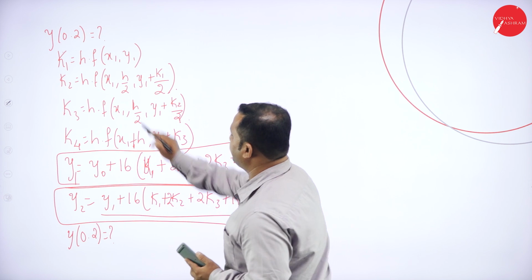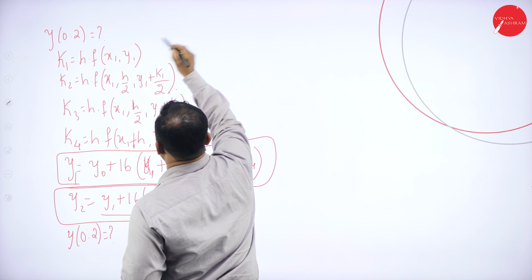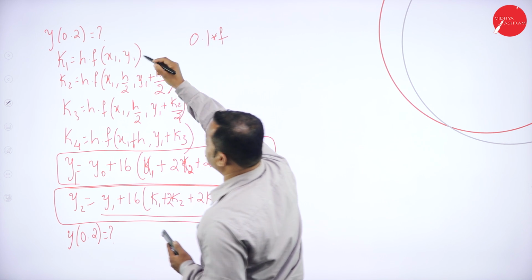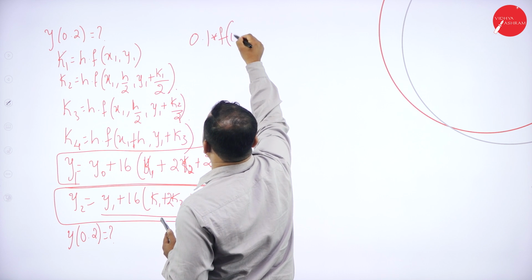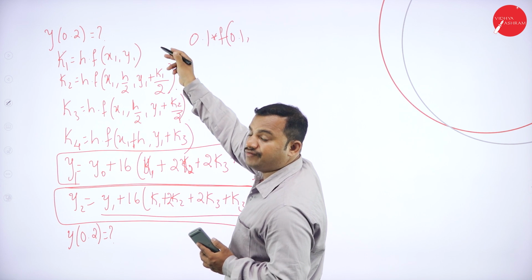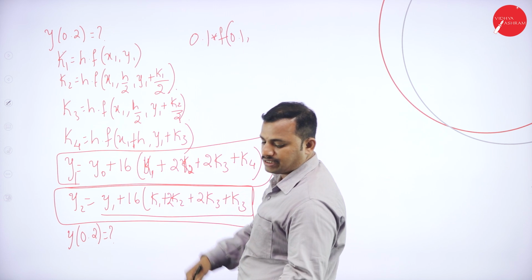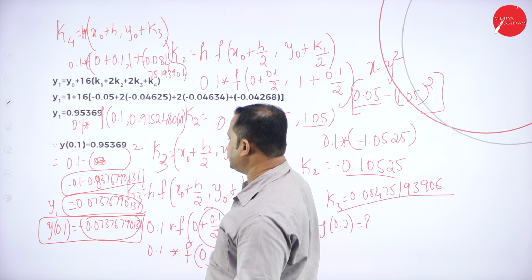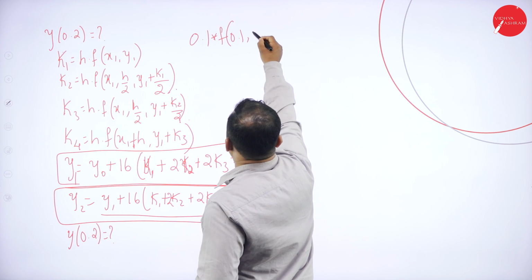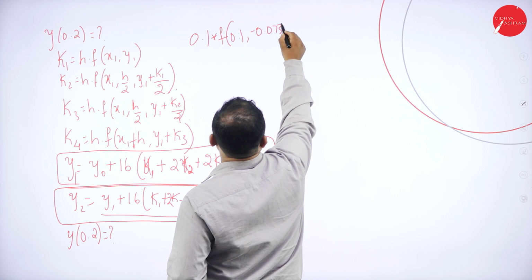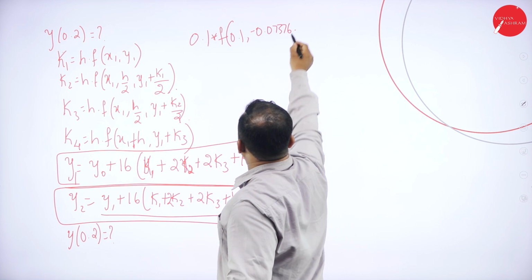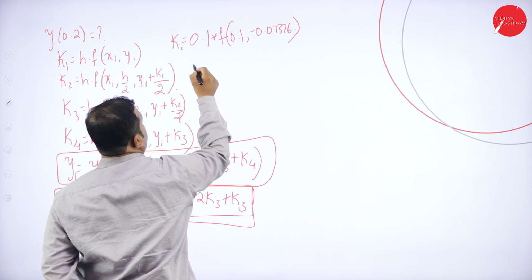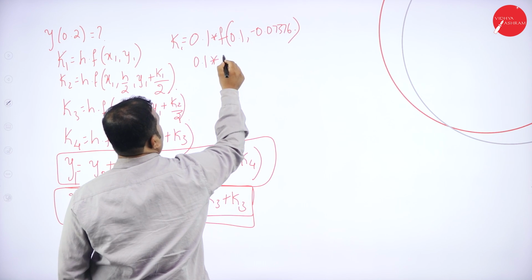If that is the case, k1 is to be determined. What is k1? k1 is equal to h times f of x1, y1. What is x1 here? That is 0.1. What is y1? y1 which you have obtained in the previous step, that is minus 0.07376. If that is the case, k1 is equal to 0.1 into this term.